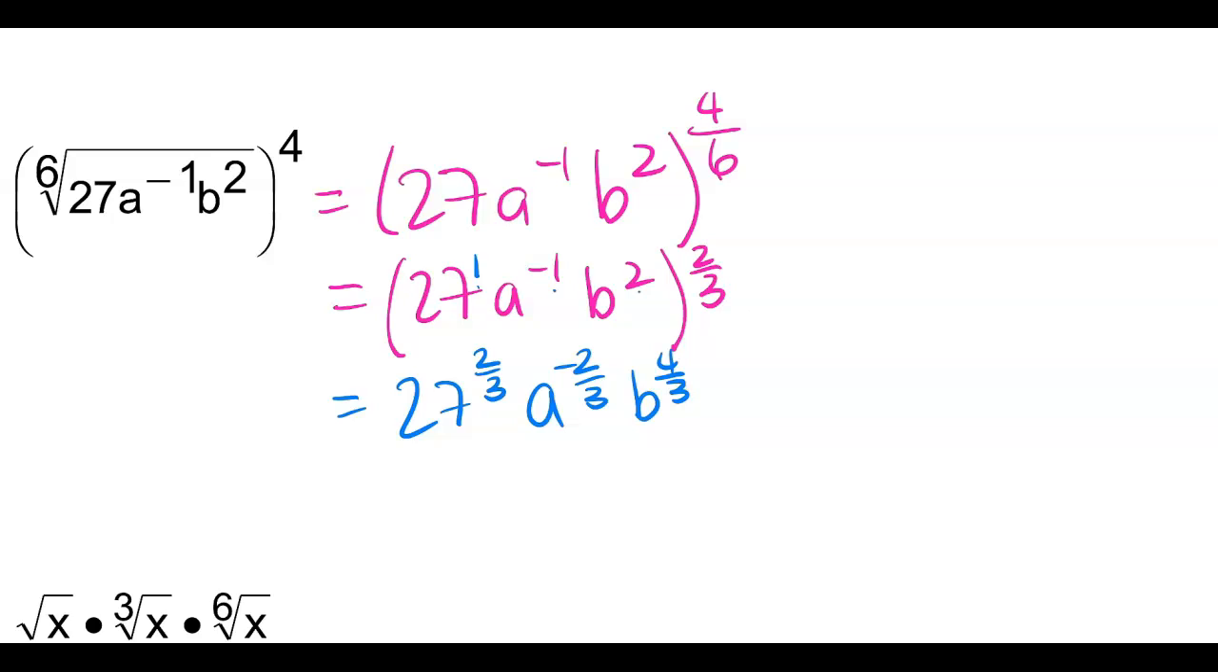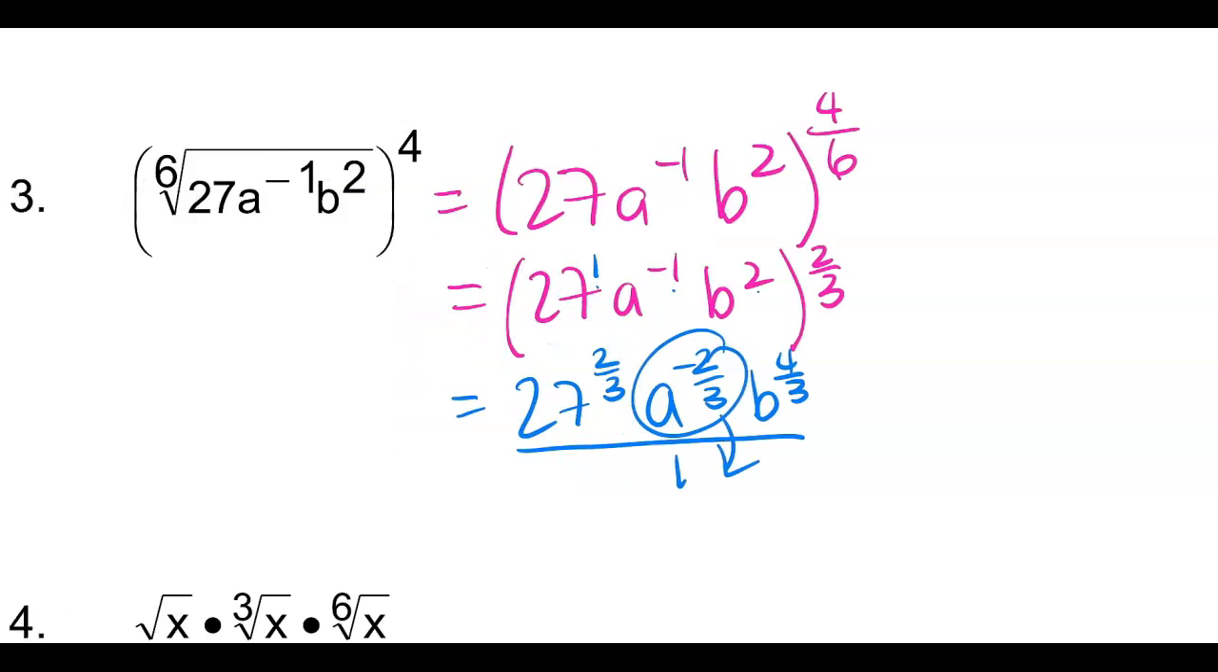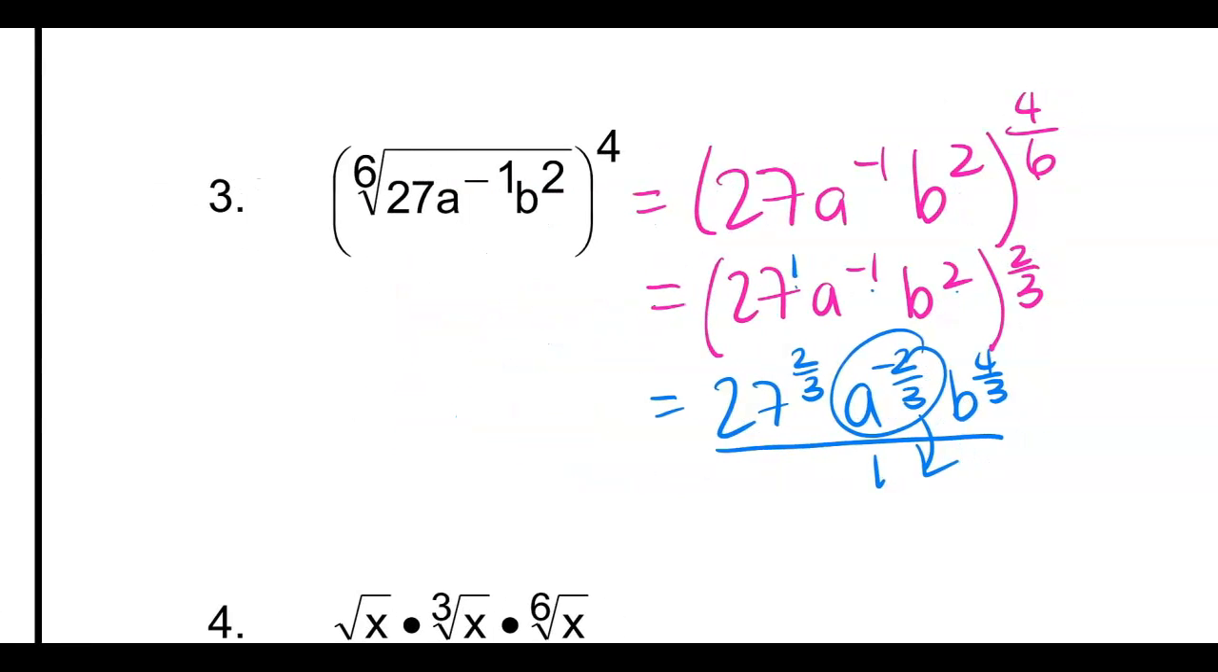Okay, from here, I need to see if I can simplify anything. I will tell you this negative, for sure, I think we can all agree on this, cannot stay here. This whole expression is over 1. I need to move this to the denominator for sure. But if I think about it, this 27 to the 2/3 power, I think I can simplify that. Over here to the side, we're going to actually try to do that right now.